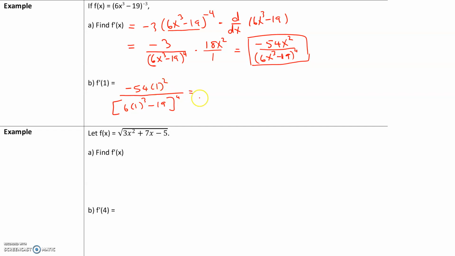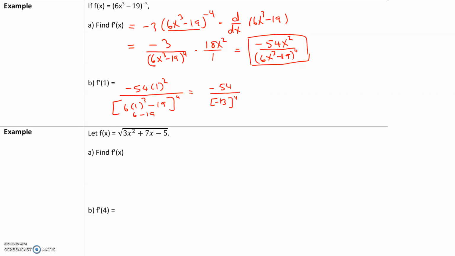So 1 squared is 1. 1 times negative 54 is negative 54. Here, 1 cubed is 1. 1 times 1 times 1 is 1. And then 6 times 1 is 6. 6 minus 19 is going to be negative 13. So we need negative 13 raised to the 4th power.